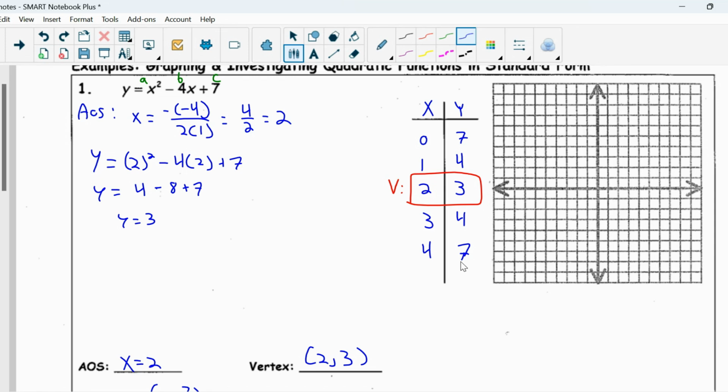So from here, we have filled out our table, so we might as well graph at this point. So let's start with our vertex. 2 on the x-axis, 3 on the y, 1 and 4, 3 and 4, 4 and 7, 0 and 7, and right there, we have made our quadratic.